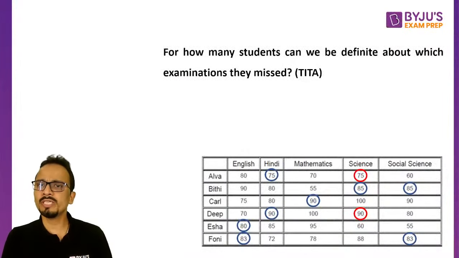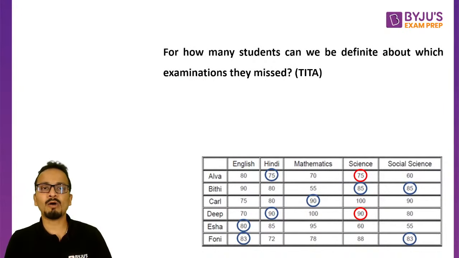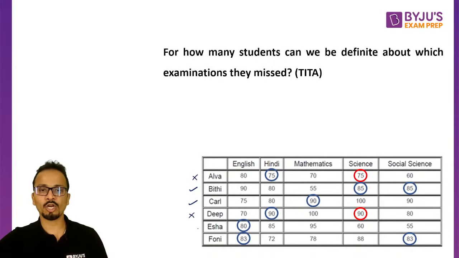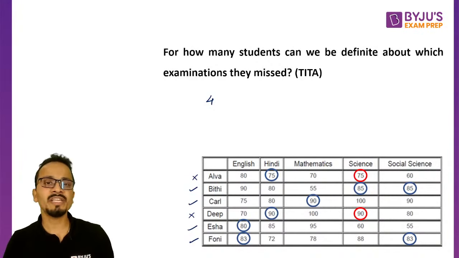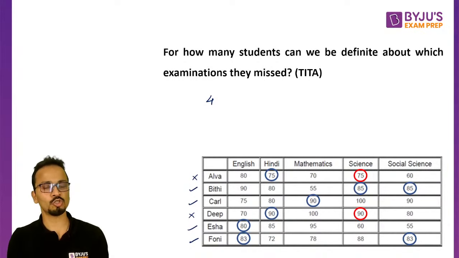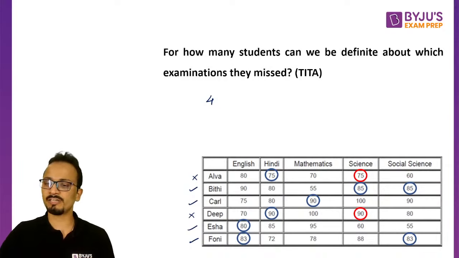For how many students can we be definite about which examinations they missed? So for Alva, I cannot be definite. For Bithi, yes. For Carl, yes. For Deep, no, I cannot. For Isha and for Phony, yes. Okay, so simple answer. So there are exactly 4 students for which we can be definite about which examinations they have missed. All right, so that's all about the first set for the day.